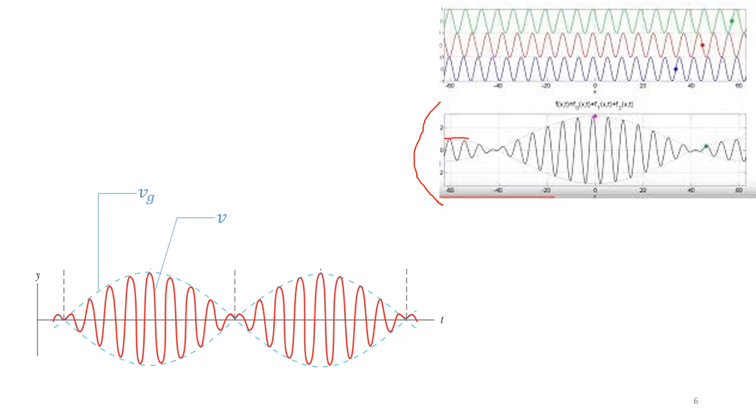Let me trace out the group. You see the group. So that's it, like that. The velocity with which the wave I traced with the red line is moving is the group velocity.